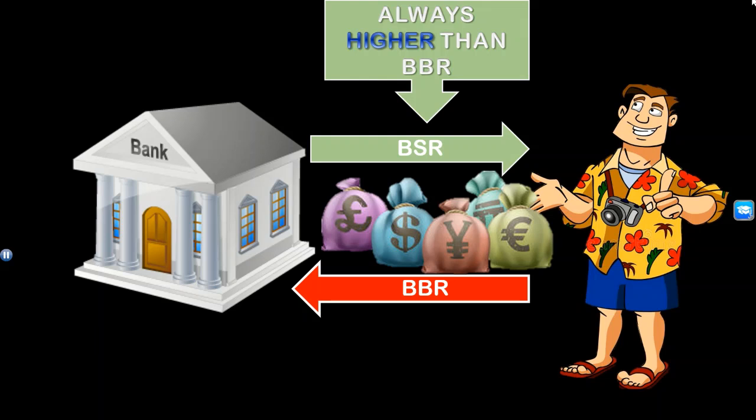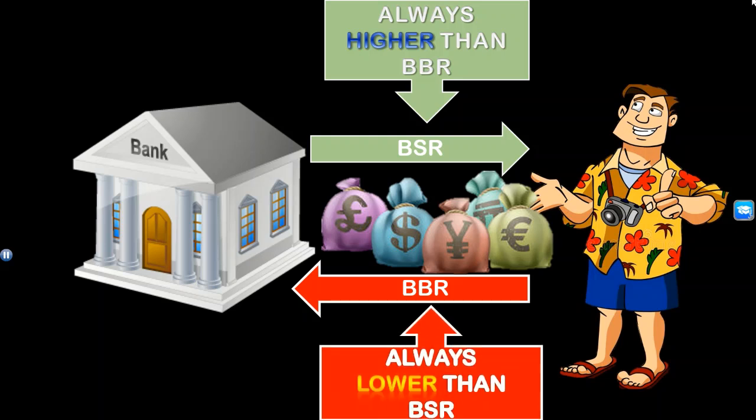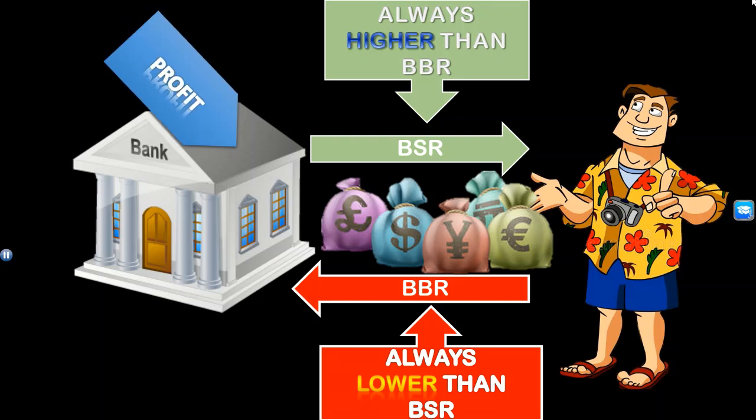Now, something else you must remember is that the bank selling rate is always going to be higher than the bank buying rate. The bank buying rate is going to be lower. Now, why is that so? Because the bank always wants to make a profit. So therefore, they will sell the foreign currency at a higher rate than they will buy it back from the tourist.